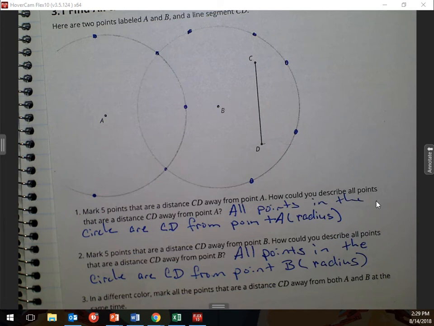All right, you guys ready for the next one? It says, in a different color, mark all points that are a distance CD away from both A and B. So everyone, right now, mark that in a different color. You guys all got different colors in the box, a box of colored pencils in there. It doesn't matter what color you use, you're just using something different than what you had in the first place. And I know no one's got earbuds in right now. Thank you.